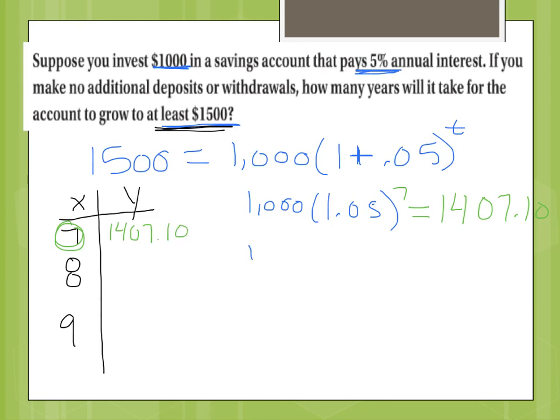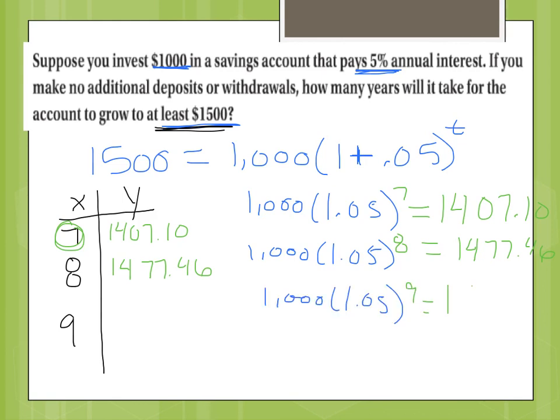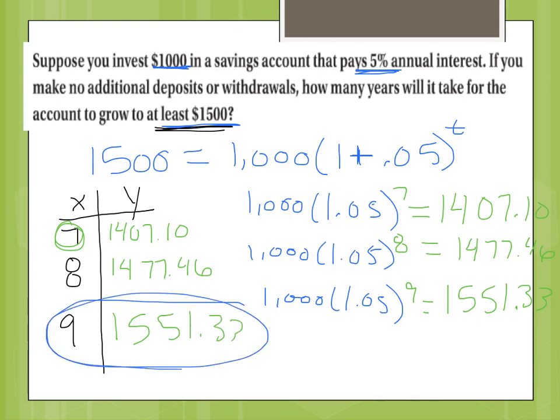If I check 8, I have 1,000, and I still have the same process, except now it's after 8 years. I would get 1,477.46 out. Still not at 15,000, so now I have to check my 9. Here we get 1,551.33. So that's my winner chicken dinner, because it's at least 15,000. So I'd have to have it in there for 9 years. That would be my final answer.